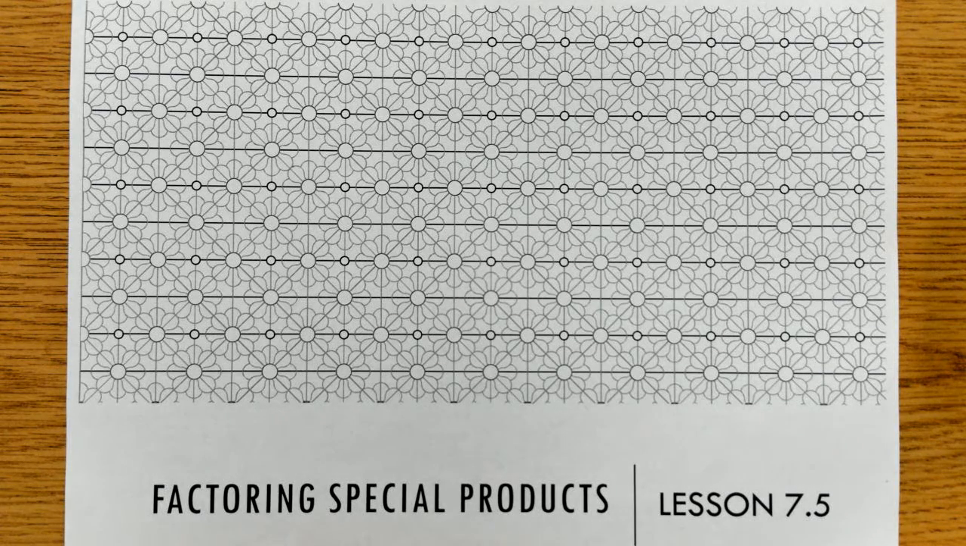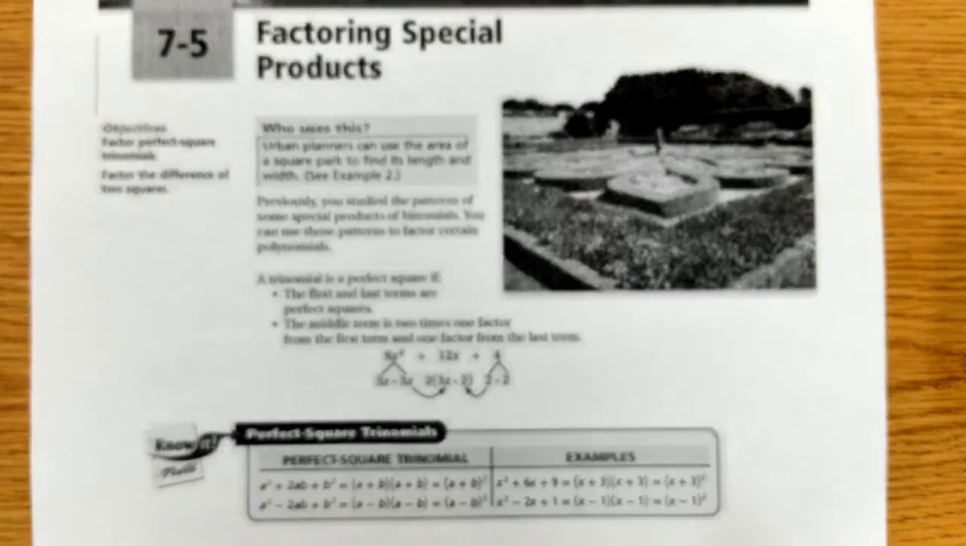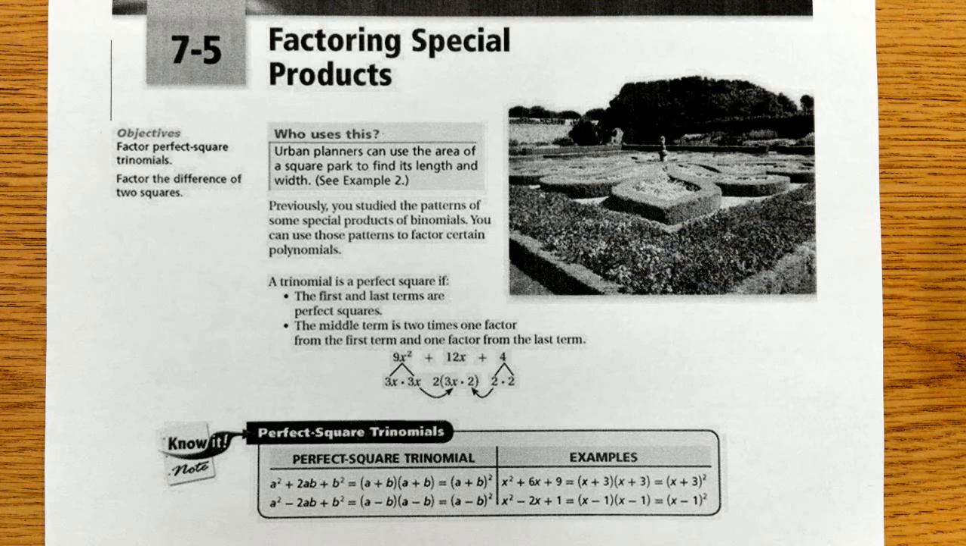Today we're doing lesson 7.5 on factoring special products. In this lesson we are going to factor perfect square trinomials, and then we'll factor the difference of two squares. Previously we studied the patterns of some special products of binomials. You can use these patterns to factor certain binomials.